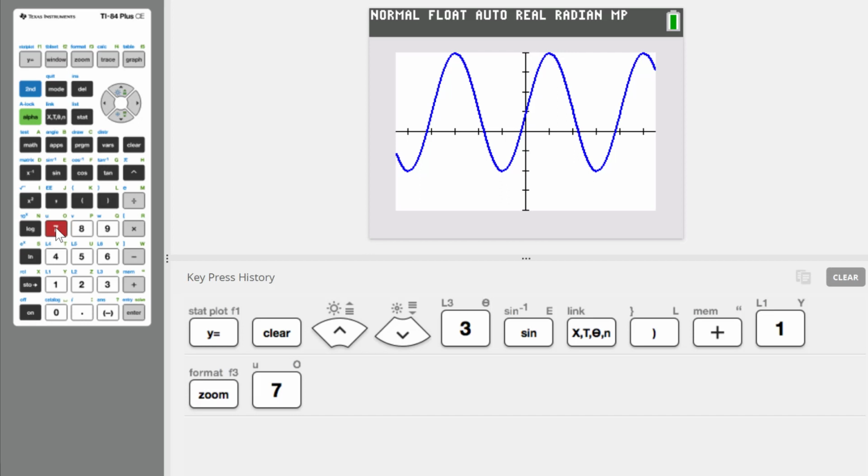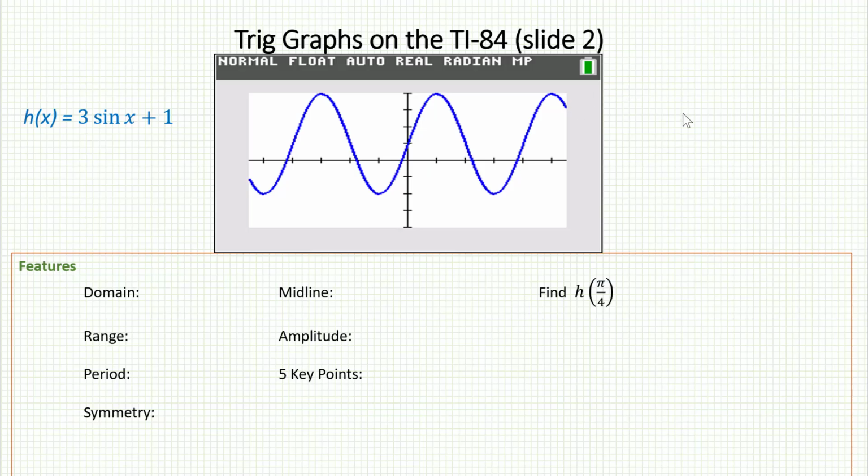And you'll notice it's not quite the same. The 3 and the 1 have had an impact on the graph. I've copied the graph here. Let's see which of our features have changed and which ones have stayed the same.